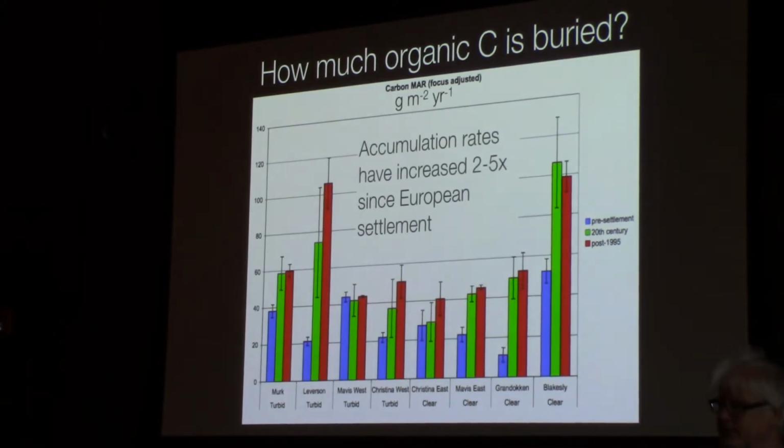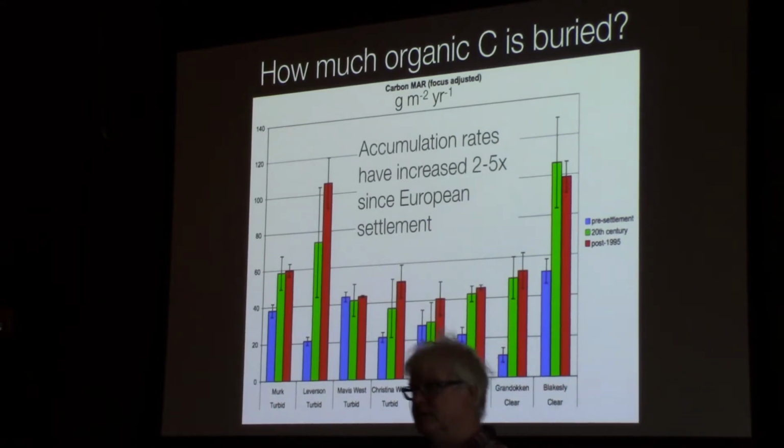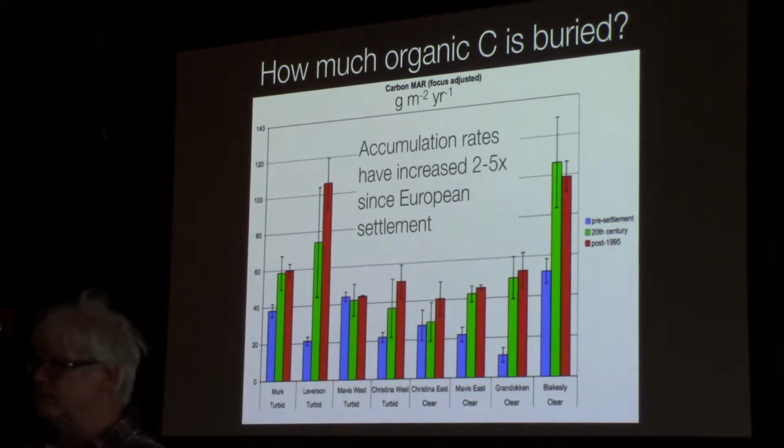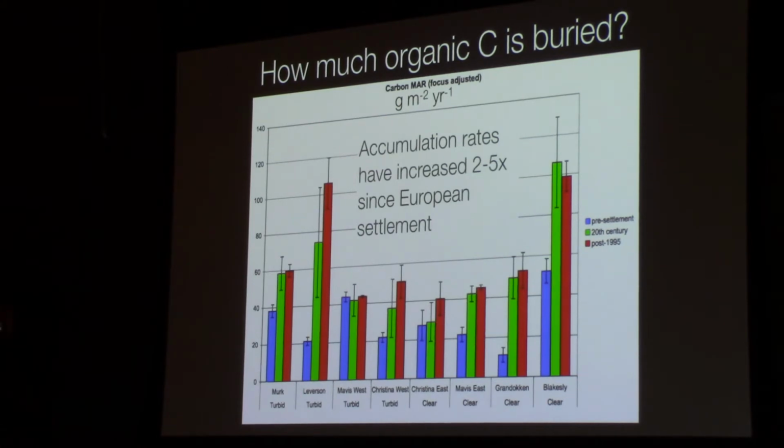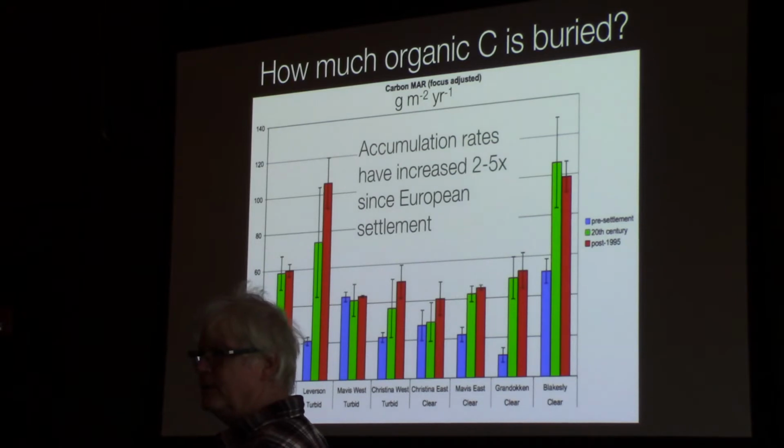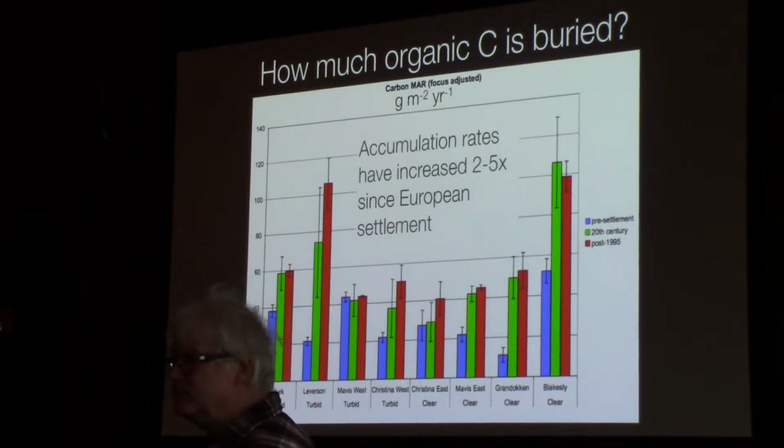Now, one of the problems here, in response to Christine's question, is that it takes a fair bit of soil in order to make a measurement, okay? And one of the problems is that some of these systems switch back and forth between clear and turbid. So it may be clear today, but it may have been turbid in the past and vice versa. So it's hard for us to say with any confidence that this system is turbid and it's been turbid for a long period of time.